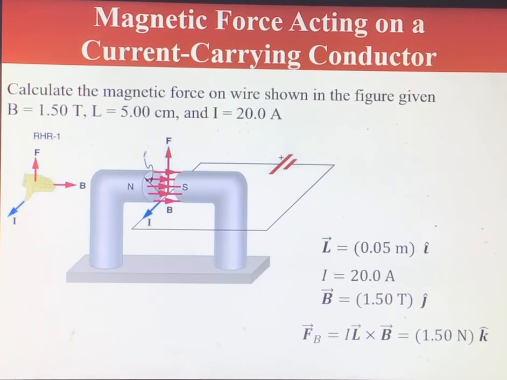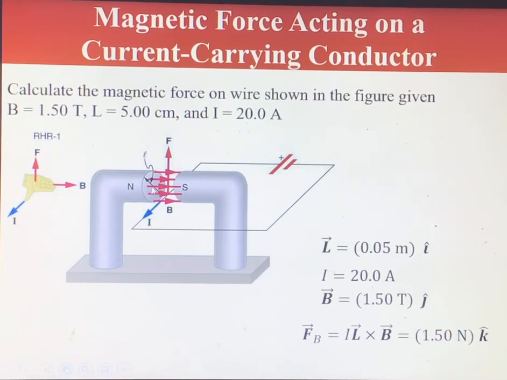So now let's take a look at one example right here. Suppose I want to calculate the magnetic force on the wire shown in the figure, and we're told that we have a magnetic field that has a strength of 1.50 Teslas. Again, we're looking at the length of the wire that is inside the magnetic field. So the length is 5.0 centimeters, and the current is 20.0 amps. This is the positive and this is the negative.